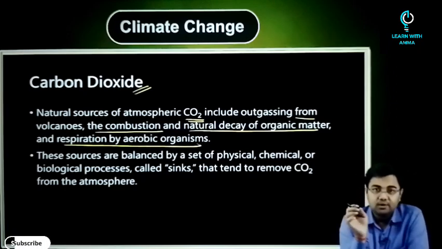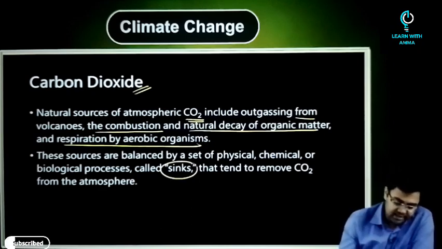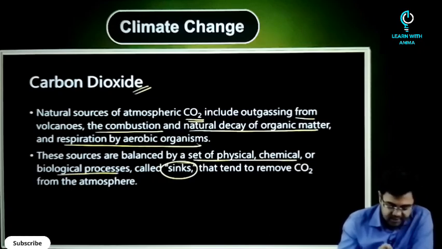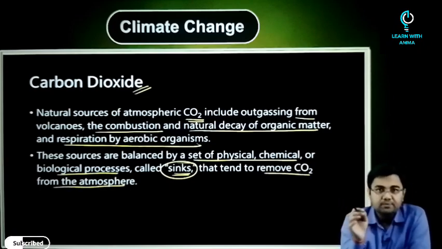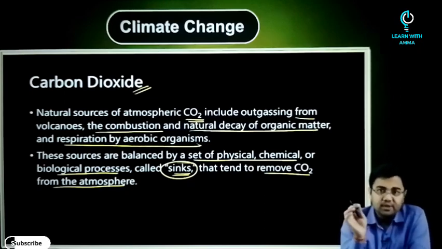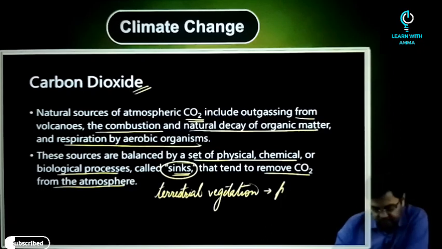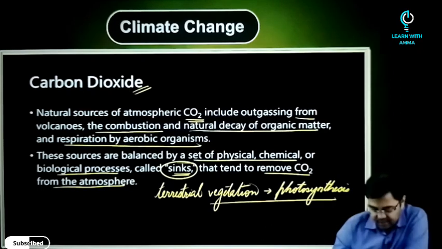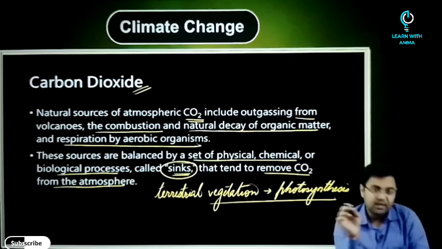And these set of sources that we have, these basically have their sinks. So these sources are balanced by a set of physical, chemical or biological processes called sinks that tend to remove carbon dioxide from the atmosphere. Now, there are significant natural sinks that we have. You can talk about the terrestrial vegetation, which through the process of photosynthesis is absorbing carbon dioxide, right? So this happens naturally.